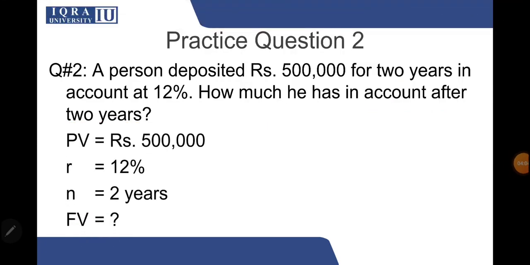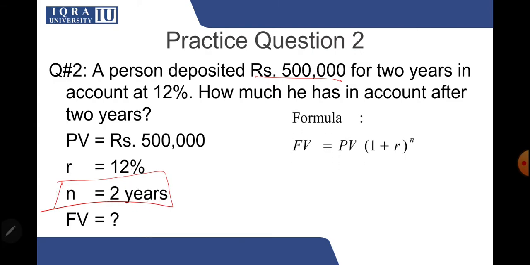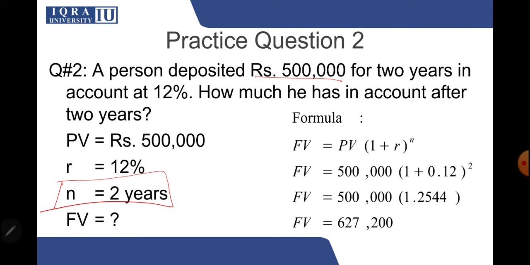So the present value is still the same, 500,000. Your R is still the same, but your N is now 2 years. So you can use the same formula. You simply have to change the N to 2 over here. 500,000 is the present value, the R is 0.12, but now you want to know the value 2 years later. Over here this is calculated and it comes to 1.2544. This is your compound factor. And the final future value you get is 627,200.